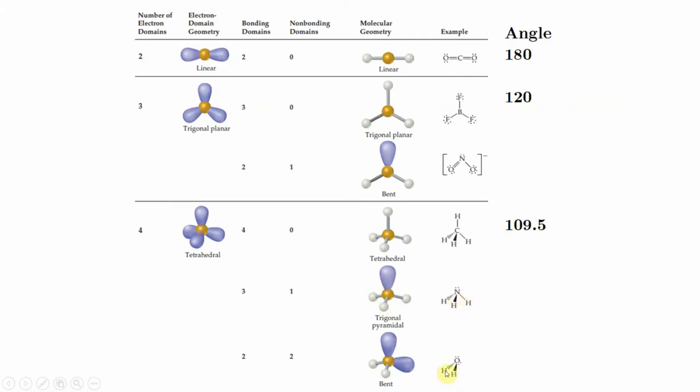And if I have water, I have 2 pairs of electrons that are actually pushing the other 2 hydrogens away from the center, and this does not look like CO2. This is a bent structure, and so this is not symmetrical in the sense that I can't just cancel the 2 wings out as easily.